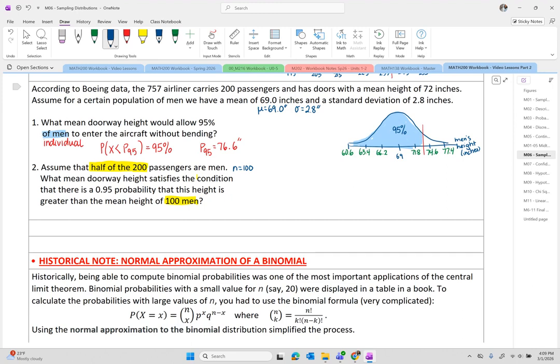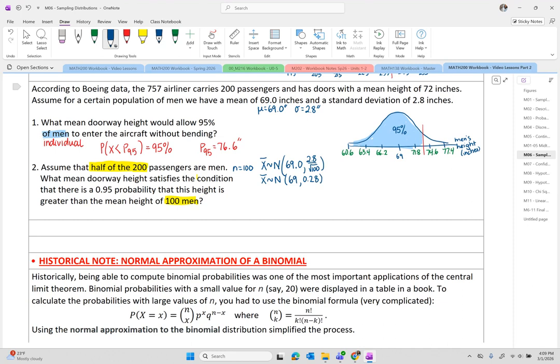So here we are looking for the distribution of the sample mean of 100 men. The sample mean will follow a normal distribution since the sample is large enough, with a mean the same as the variable, 69.0, and a standard deviation of 2.8 divided by the square root of 100, which is 0.28. So x bar follows a normal distribution with a mean of 69 and a standard deviation of 0.28.